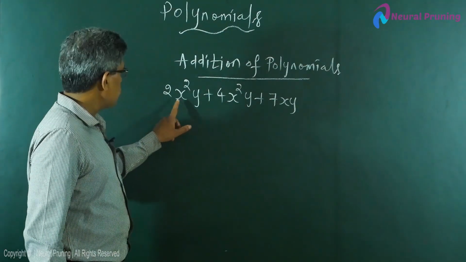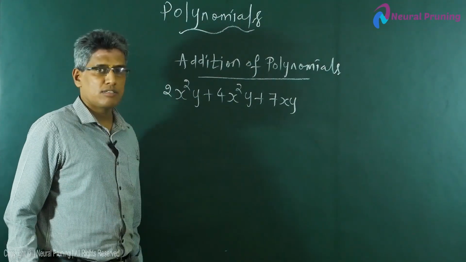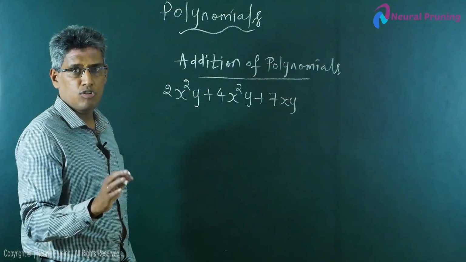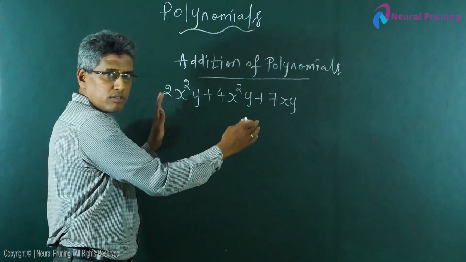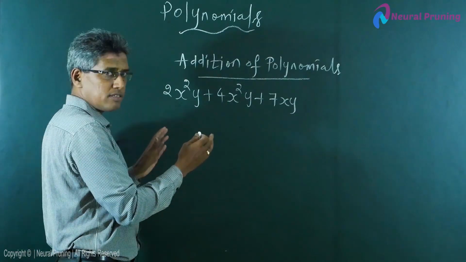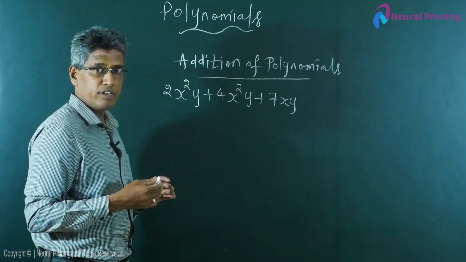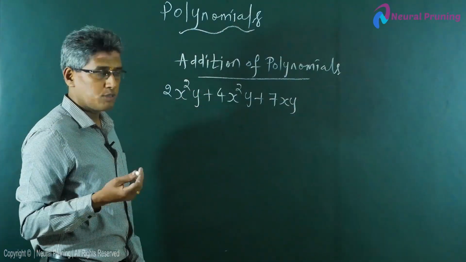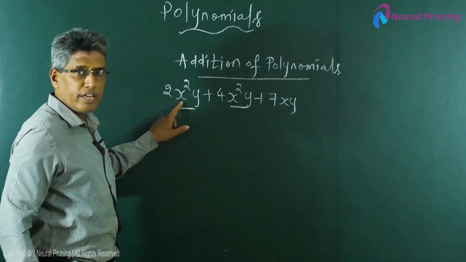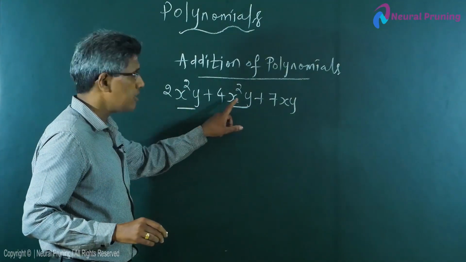The next stage, let's examine what's special about polynomials. Now 2x square y plus 4x square y plus 7xy. All these are examples of polynomials. As a whole, this is a polynomial with 3 terms, or you can also regard them as being 3 independent polynomials, whatever it is. When we look at this particular expression, we notice that the variable part associated with the first 2 terms happens to be the same. It is x square y, x square y.